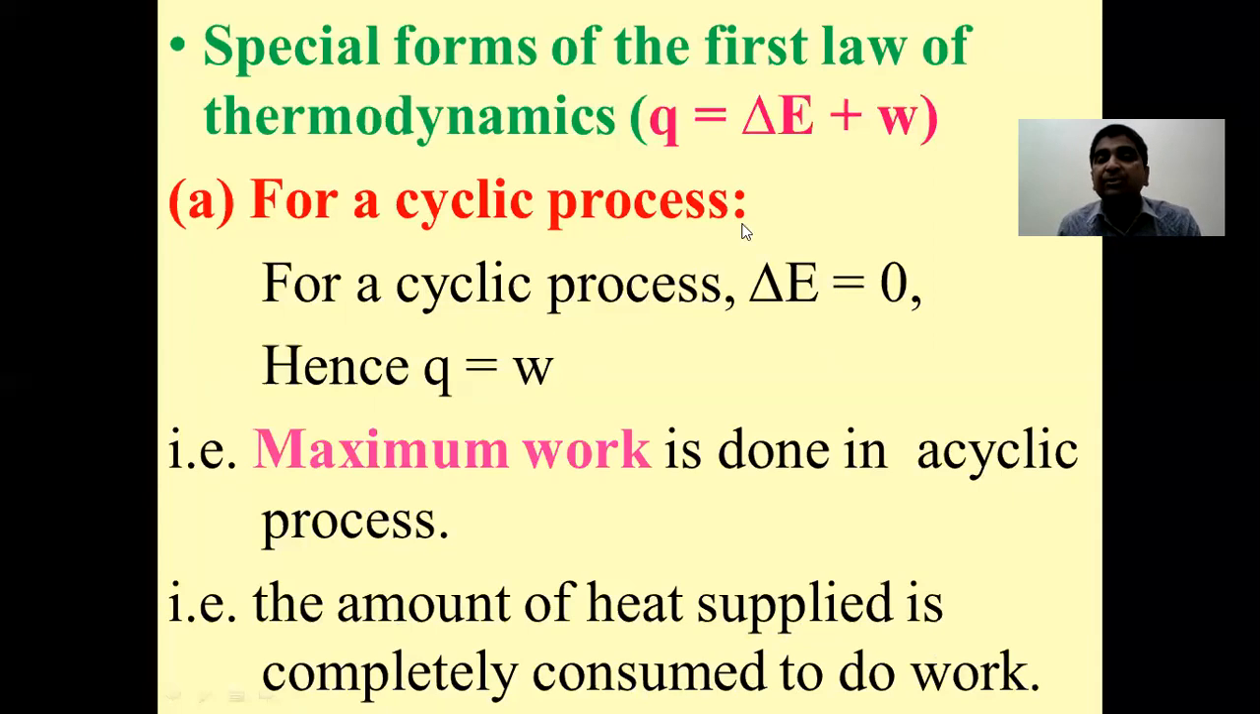So for the cyclic process, what happens? Delta E is equal to 0, because in a cyclic process initial and final states are the same. It means the internal energy of that system remains constant, so delta E is equal to 0. And if delta E is equal to 0, then according to the first law of thermodynamics, Q will become equal to W. So if Q is equal to W, maximum work is done in this cyclic process, and the amount of heat supplied is completely consumed to do work.